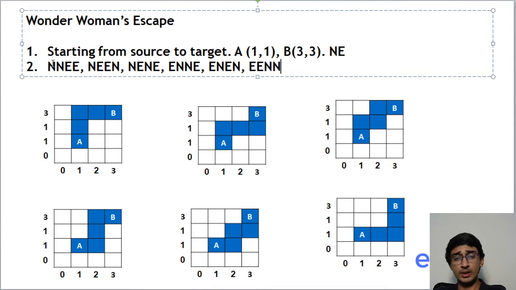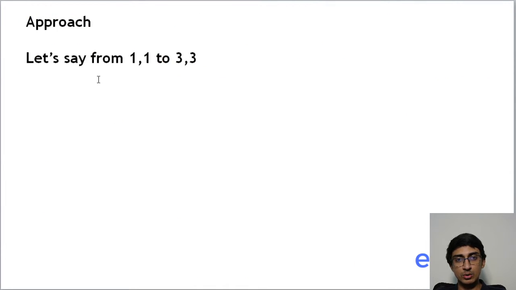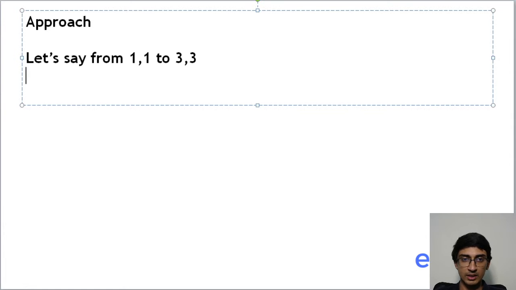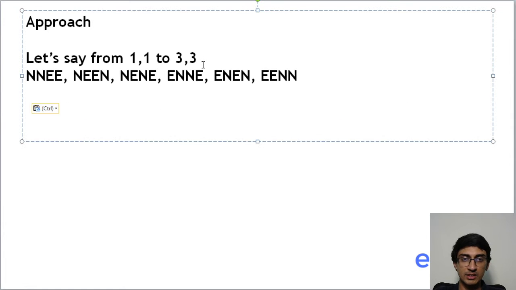Now, do you see a pattern over here? I'll explain that pattern, but if you didn't find it, take one or two more source and target points and see what patterns you can make out. One pattern you'll notice is that to go from 1, 1 to 3, 3, in all of the paths we had exactly 2 norths and 2 easts. I did not have any more moves than that.